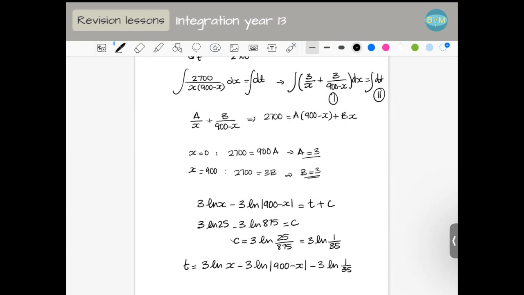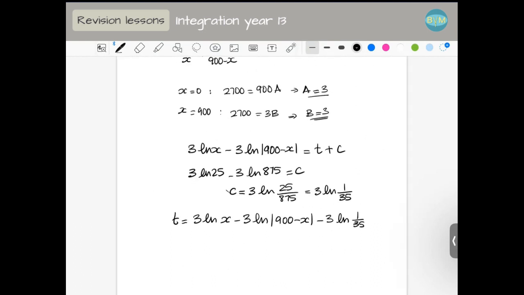Every time you have lns, it's not that you can eliminate them, but you can use the properties to make just one ln. I would do that. So let's try to put all the lns together. So t would be, these 3 can go to the exponent, these 3 can go to the exponent, these 3 can go to the exponent.